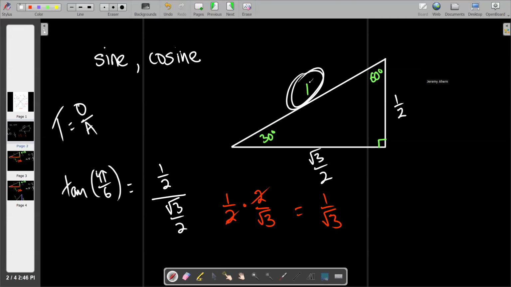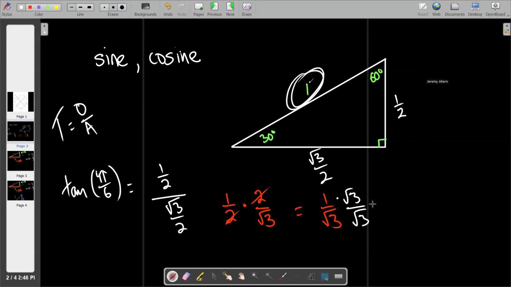Why is that answer not okay? Because you can't have a root on the bottom, right? And how do we fix it when there's a root? We multiply the top and the bottom by the root we're trying to make go poof. So I'm going to multiply the top by √3, and I'm going to multiply the bottom by √3.